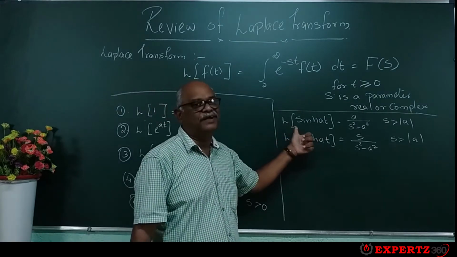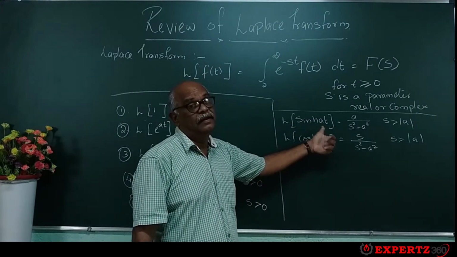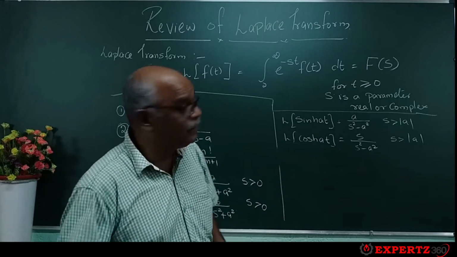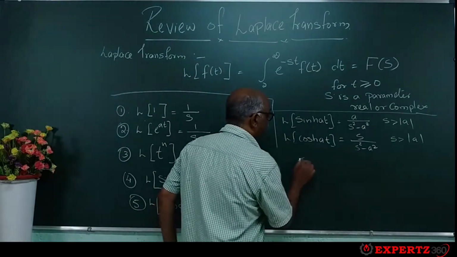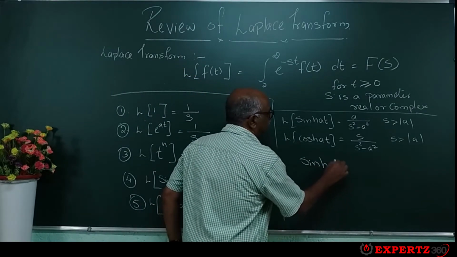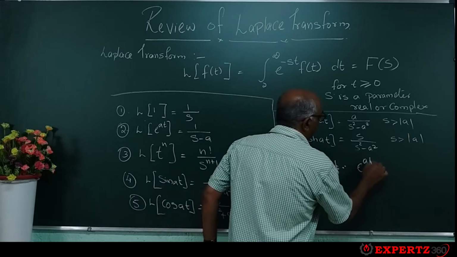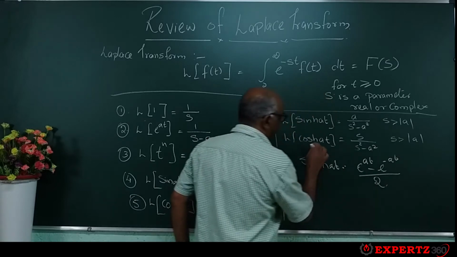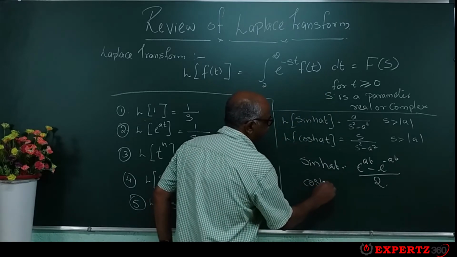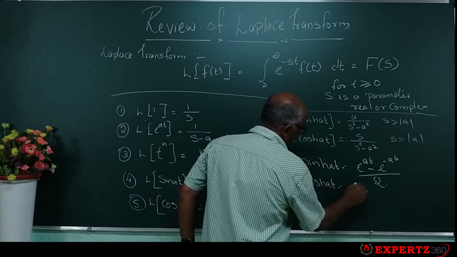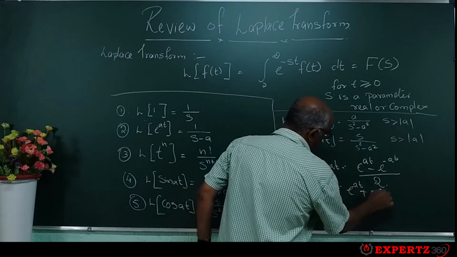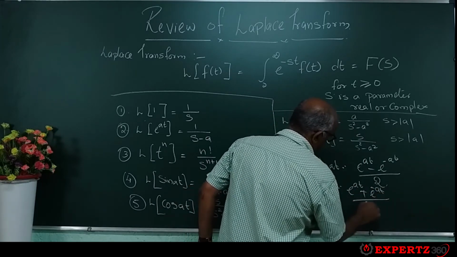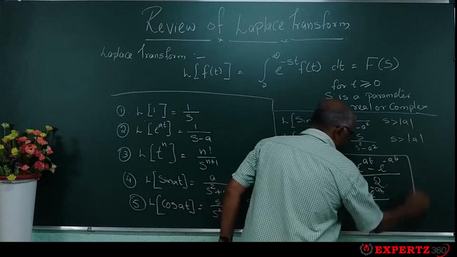Then the hyperbolic function, sinh at. You can also write sinh at as e raised to at minus e raised to minus at, divided by 2. Similarly, cosh at you can put as e raised to at plus e raised to minus at, the whole divided by 2. This is another formula for sinh at.